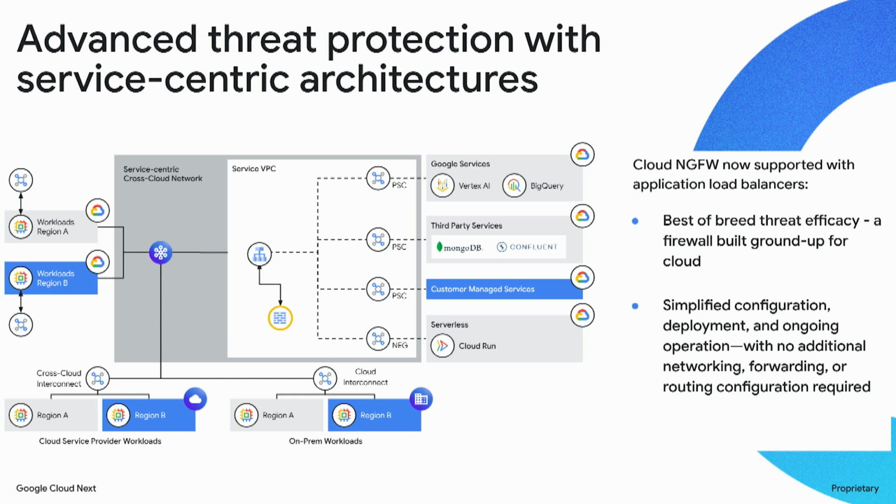So in this architecture, you see that the Cloud NGFW is integrated with the load balancer, with the PSC as the backend to the load balancer. So in this pattern, we do not recommend that you use PSC propagation with NCC because it gives a backdoor entry for the workloads to directly access the PSC and creates a security hole.